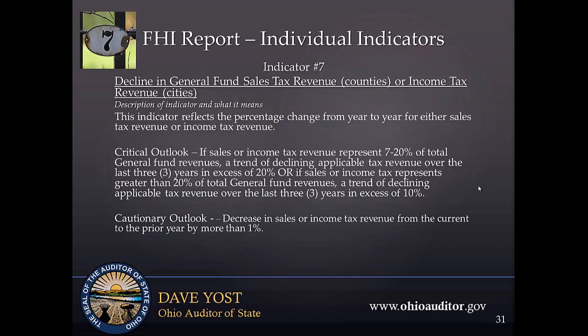This indicator reflects the percentage change from year to year for either sales tax revenue or income tax revenue. For the critical outlook, if the sales or income tax revenue represents 7 to 20%, again what we consider a material amount, of total general fund revenues, a trend of declining applicable tax revenue over the last 3 years in excess of 20% will result in a critical outlook. Or if the sales or income tax represents greater than 20% of total general fund revenues, a trend of declining applicable tax revenue over the last 3 years in excess of 10% will result in a critical outlook. For the cautionary outlook, a decrease in sales or income tax revenue from the current to the prior year by more than 1% will result in a cautionary outlook.